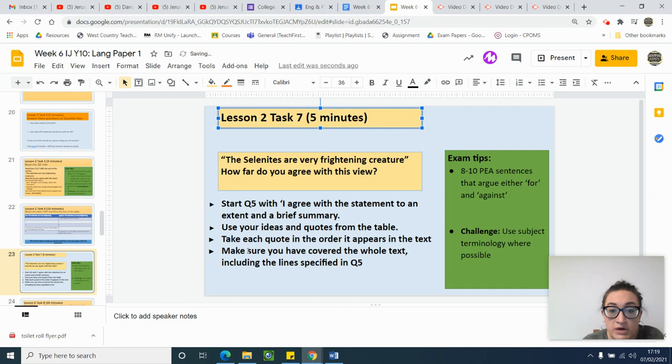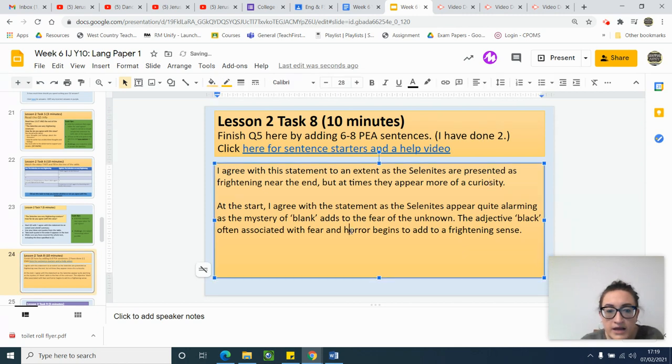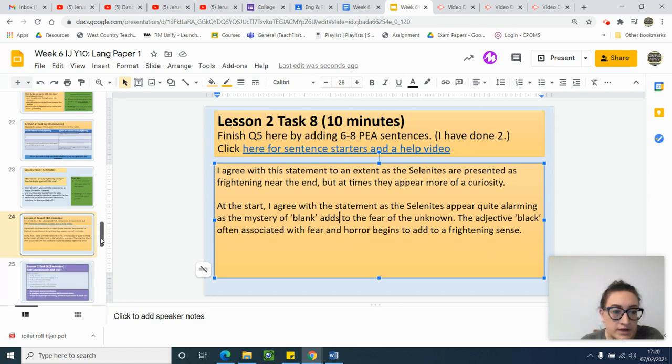If you're really struggling with how to write this question up, you can go back to last week's work. You start with, I agree with the statement to an extent, and a brief summary. So I have modelled that for you on this slide. I agree with the statement to an extent as the Selenites are presented as frightening near the end, but at times they seem more of a curiosity. At the start, I agree with the statement that the Selenites appear quite alarming, as the mystery of black adds to the fear of the unknown. The adjective black, often associated with fear and horror, begins to add a frightening sense. Okay, so you can continue that answer.